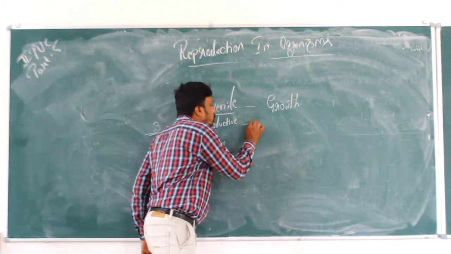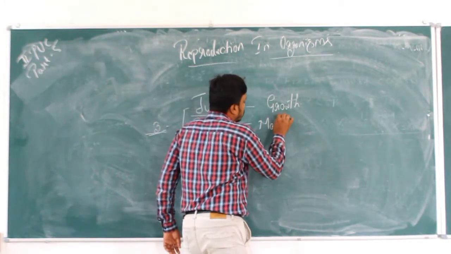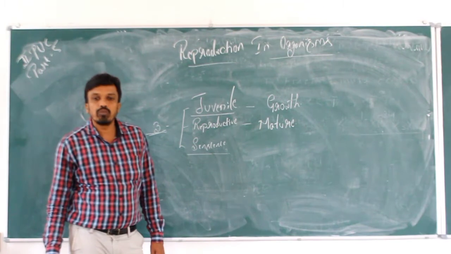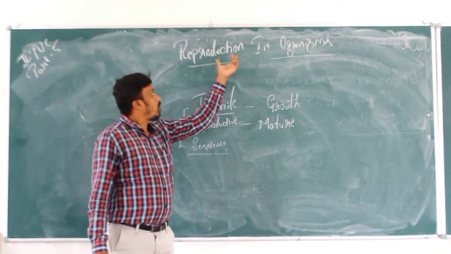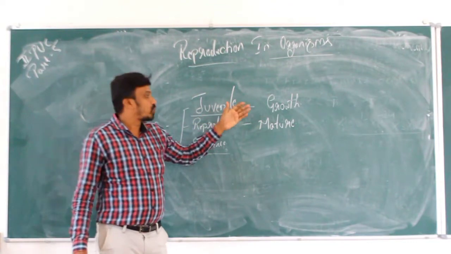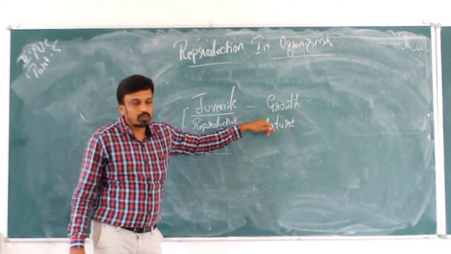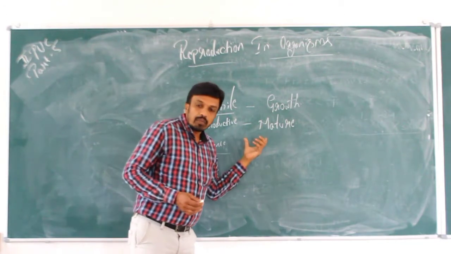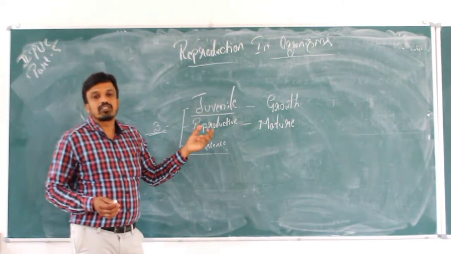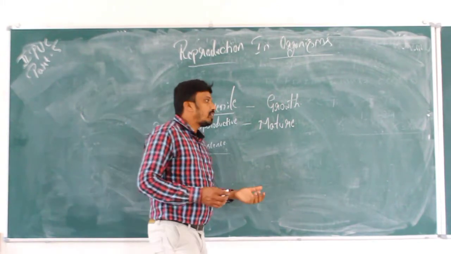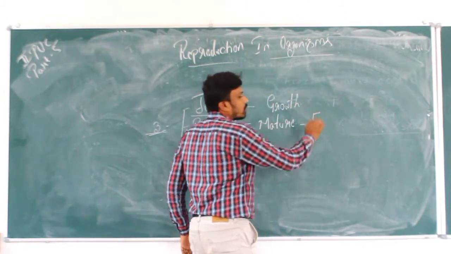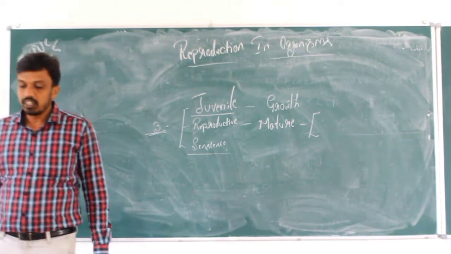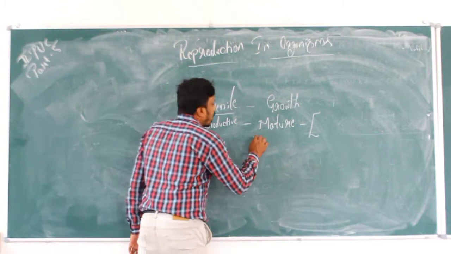So what happens in the reproductive phase? Here the animals are going to attain maturity, sexual maturity, and get involved in sexual reproduction. Animals become sexually mature and then get involved in sexual reproduction. So the reproductive phase consists of two cycles. The reproductive cycle is of two types, especially in the placental mammals.